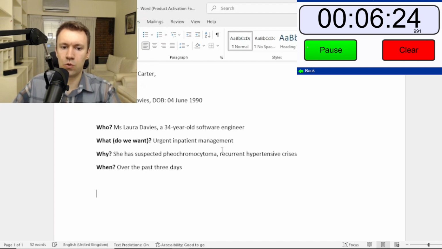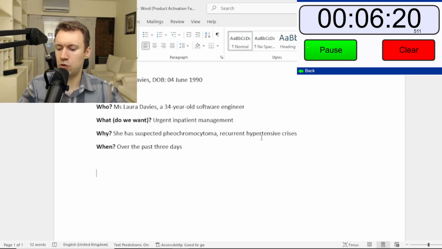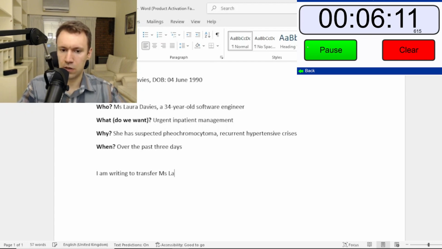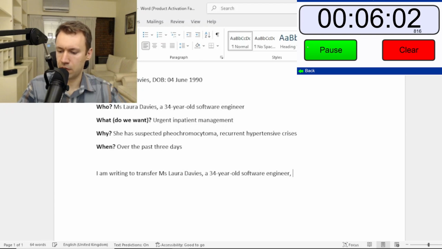So now then, it's just a question of turning these 4 W's into 2 neat sentences. So we're going to say, I am writing to transfer, right, Ms. Laura Davies, a 34-year-old software engineer, for urgent inpatient management of suspected Pheochromocytoma.